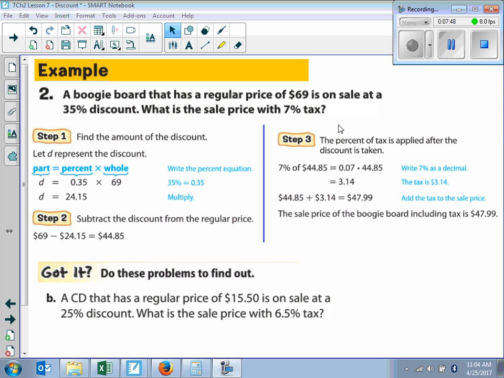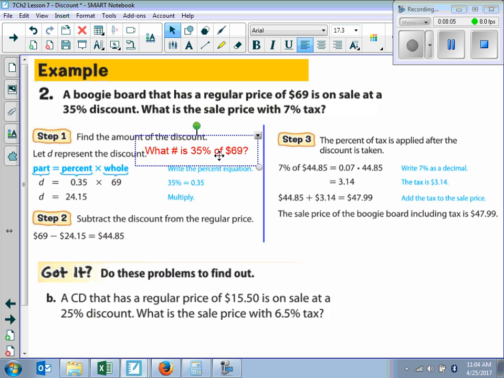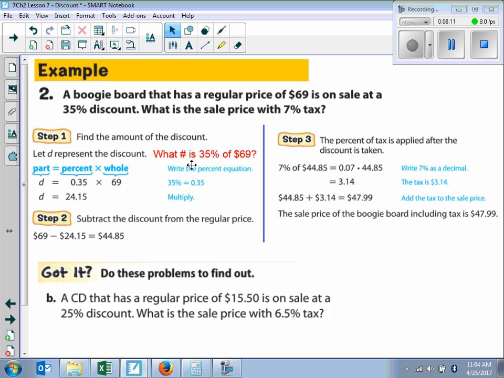So step 1 is to find the amount of the discount. So here, the discount is 35% off, right? So our what number is question will be what number is 35% of the whole, which is $69. So what number is 35% of $69? So now you have your what number is question. Now you can change that to your percent equation.